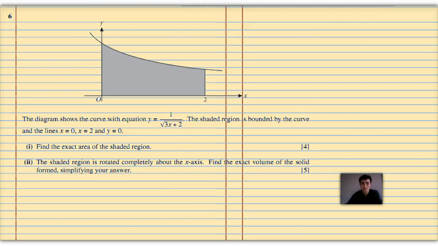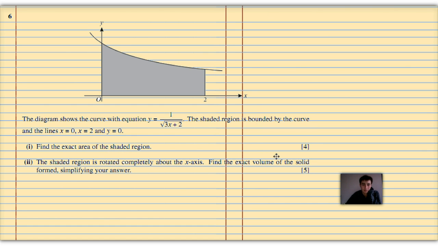Okay, question 6 from January 2007 paper. We've got an integration question coming up. The diagram shows the curve with equation y equals root 3x plus 2. It's bounded by the shaded region. The shaded region is bounded by the curve and the lines x equals 0 and x equals 2. Find the exact area of the shaded region.